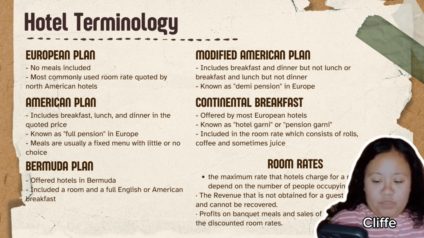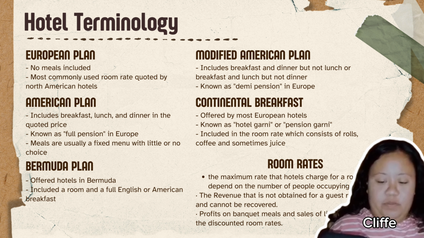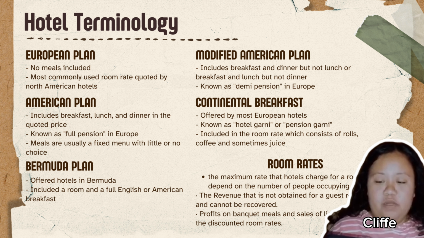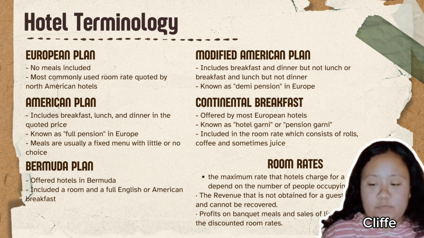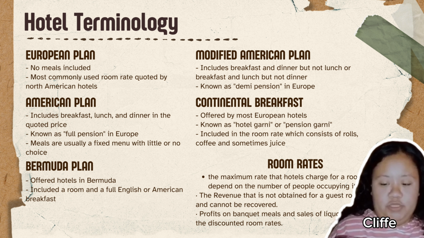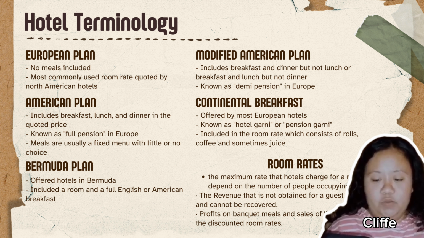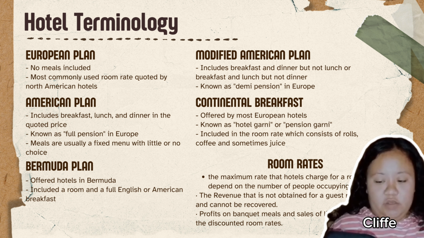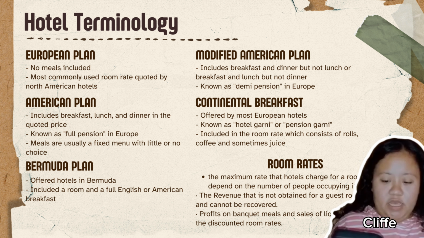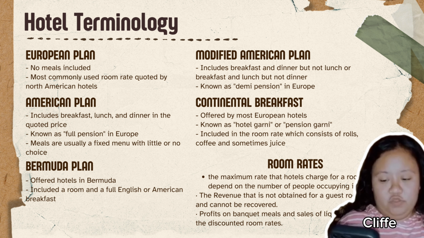Bermuda plan, offered by hotels in Bermuda, includes a room and a full English or American breakfast. Modified American plan includes breakfast and dinner but not lunch. Breakfast and lunch but not dinner is known as demi-pension in Europe. Continental breakfast, offered by most European hotels, known as Hotel Garni or Pension Garni, is included in the room rate and consists of rolls, coffee, and sometimes juice.